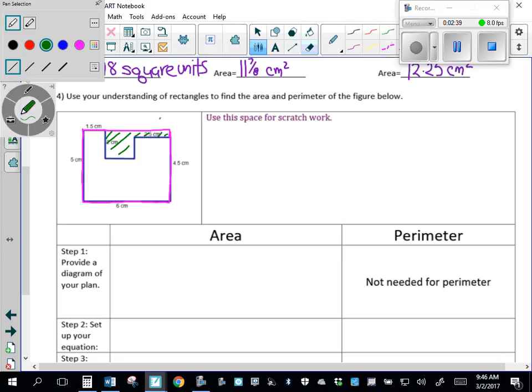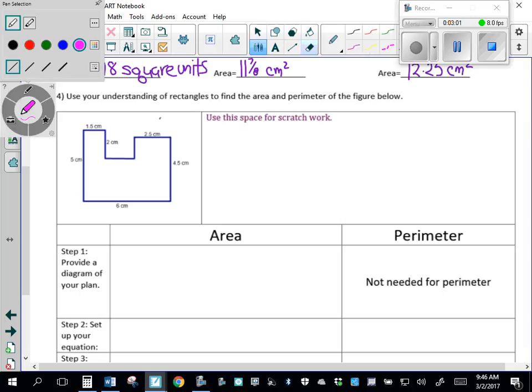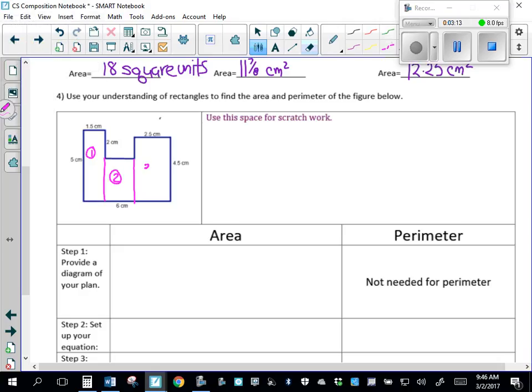And even though I think that method is the easiest method for me, from walking around the class, I think the easier method for most people still is dividing the shape up. So that's the method I'm going to go with, but you can choose either approach. So if I divide my shape up to find the area, I would have 3 rectangles. I'll call this rectangle 1, rectangle 2, and rectangle 3.